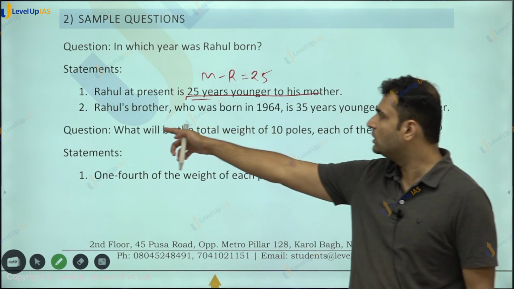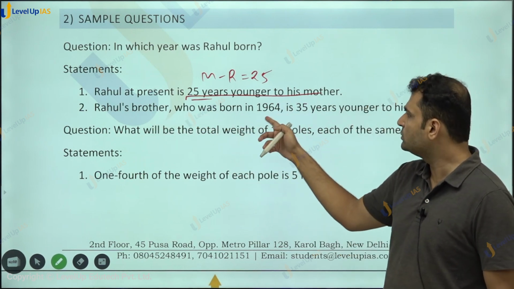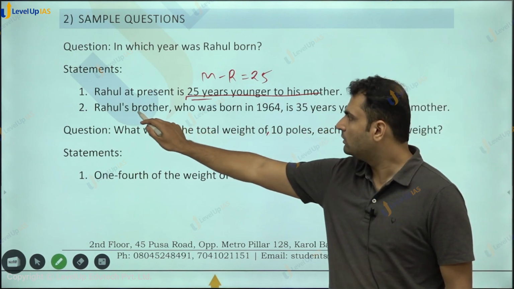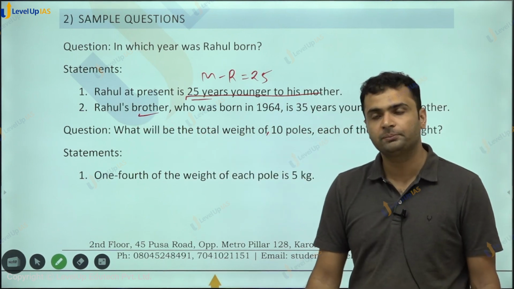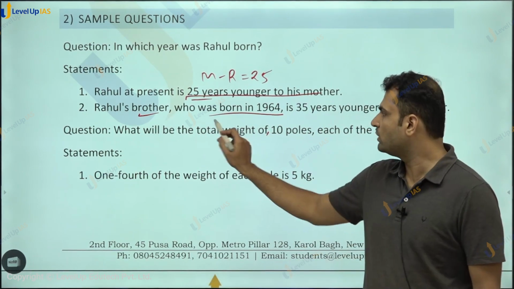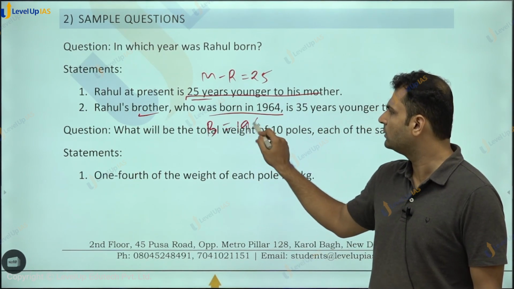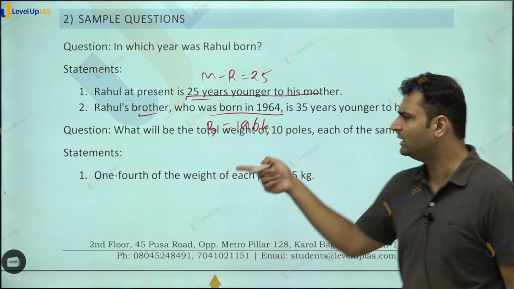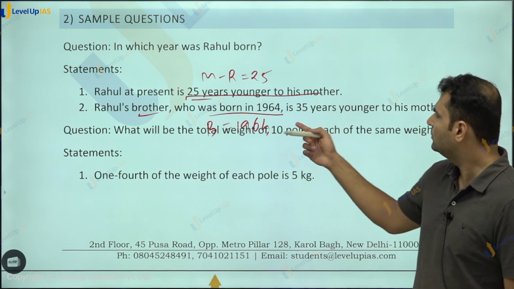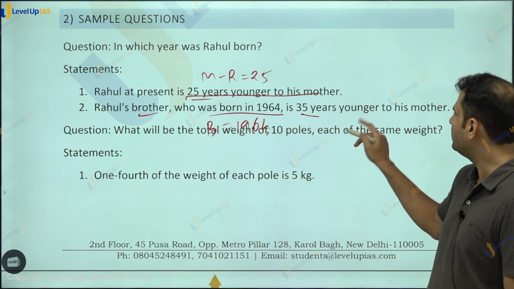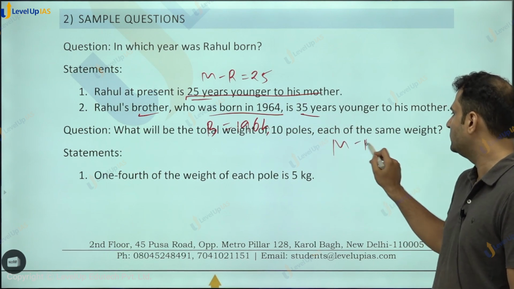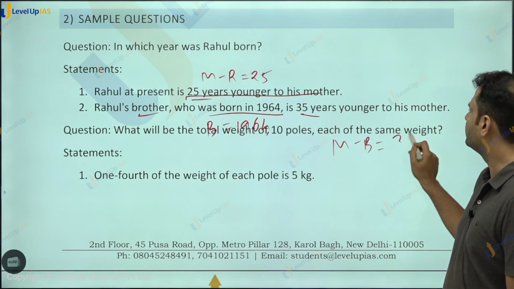Now statement 2: Rahul's brother, who was born in 1964, is 35 years younger to his mother. Now there is a third person, Rahul's brother, and we know he was born in 1964. So brother is equal to 1964. One equation is there. I'm just writing equality to understand. And we also know that brother is 35 years younger to his mother. So mother minus brother is 35, right?